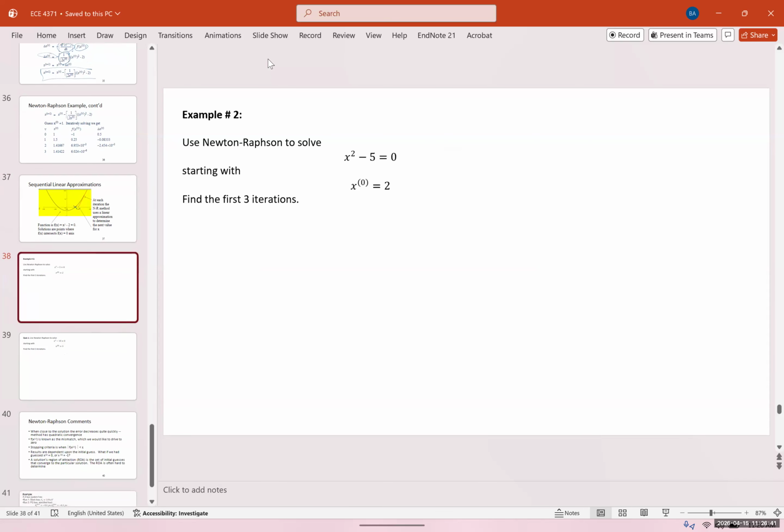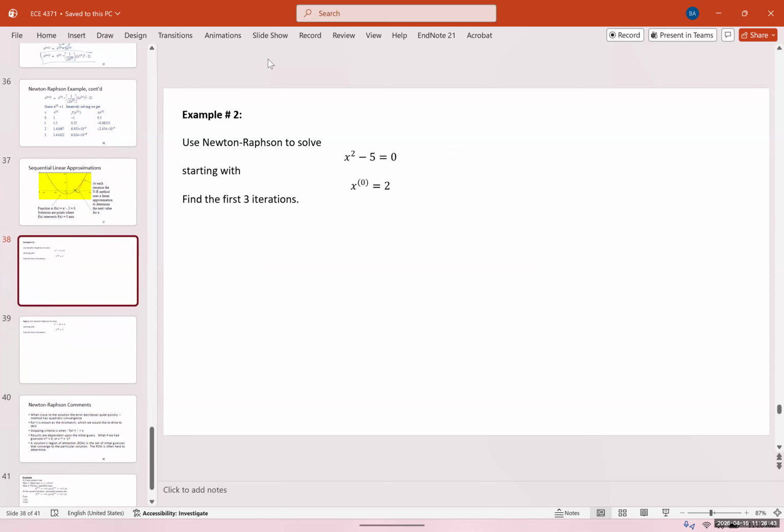Now, let's solve it for x squared minus 5 equal to 0. I'm going to give you a few minutes to think on this and solve this, and then I'm going to solve it. So use the Newton-Raphson method to solve x squared minus 5 equal to 0. And the first starting point is going to be x0 equal to 2.